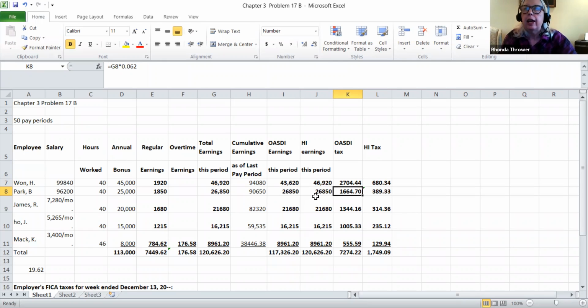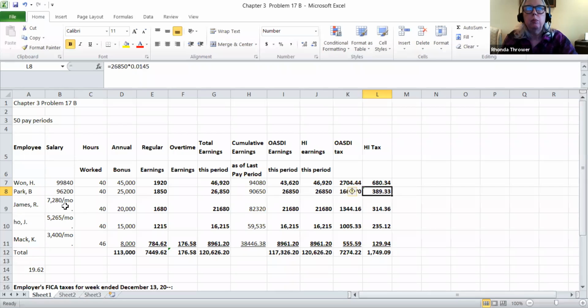The HI has no ceiling on it, so you don't have to worry about it. You just pick up the total earnings for this pay period and you are taxed at 1.45%. So that employee contributed HI taxes of $389.33.